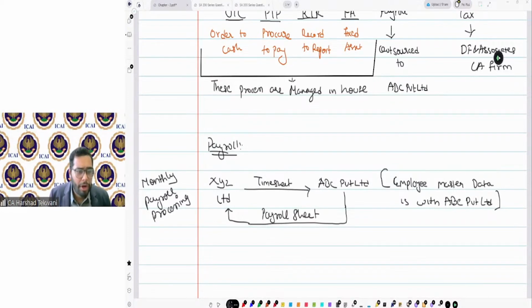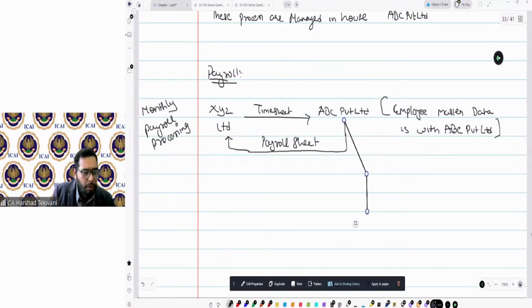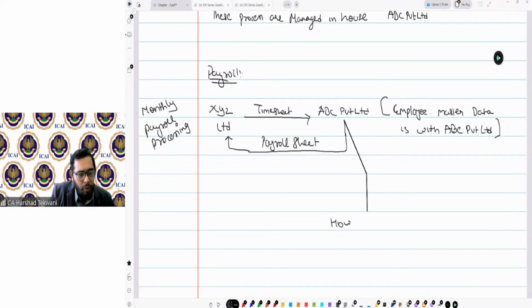So, how to audit whatever processing is being done at ABC Private Limited? How to audit the processing done outside the company, that is ABC Private Limited.